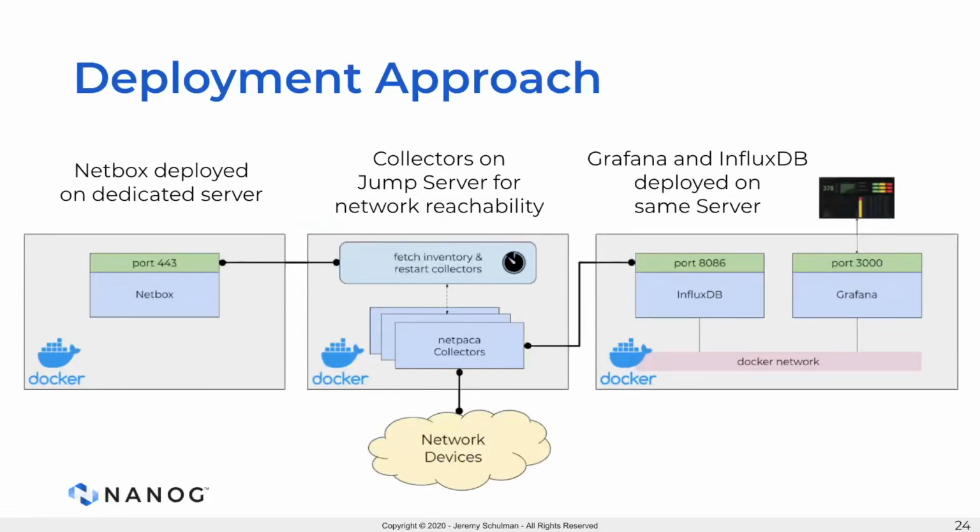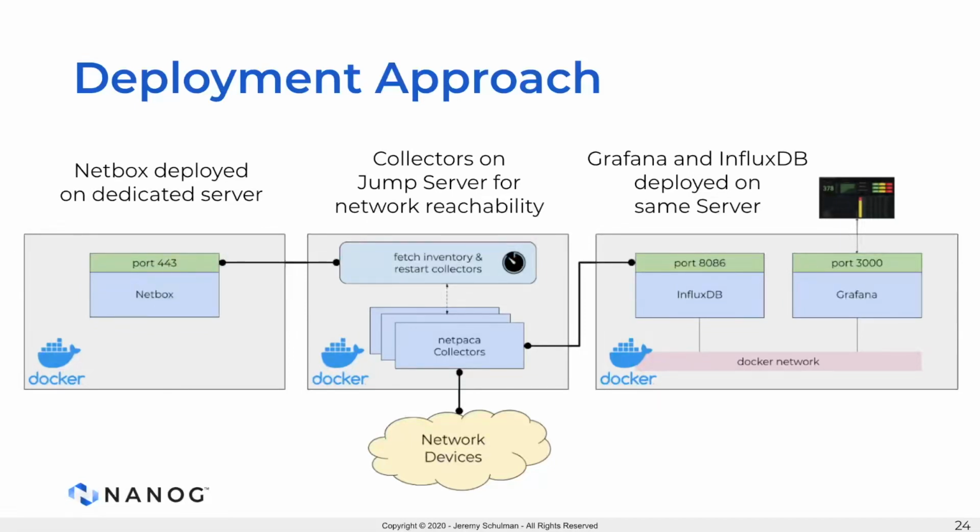So we have our NetBox. It's a Docker container. It exposes port 443 for an API. All of these Docker containers could be running on different physical servers, so we can balance out the load.